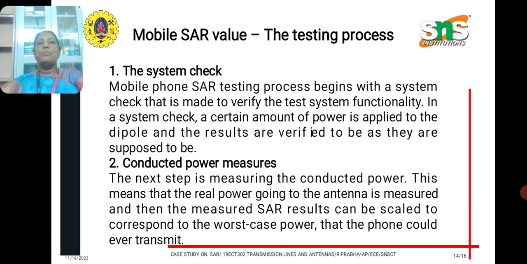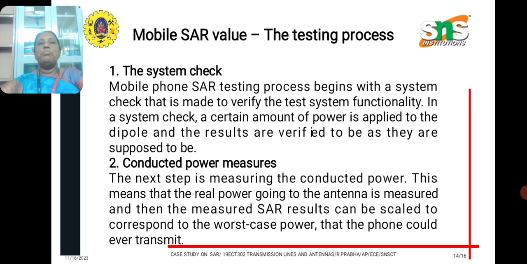So there are different processes in the testing period. One is the system check. This is the first step. The mobile phone SAR testing process begins with the system check, which is needed to verify the system functionality. After the system check, a certain amount of power is applied to the dipole antenna, and the results are verified to be as they are supposed to be.